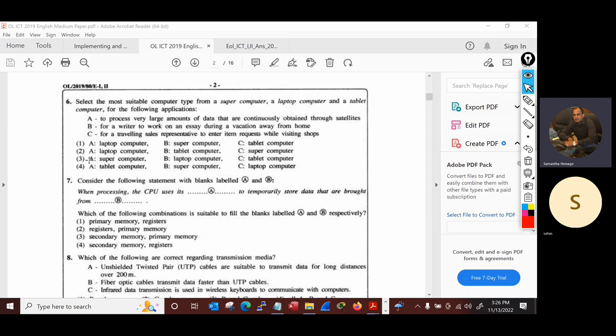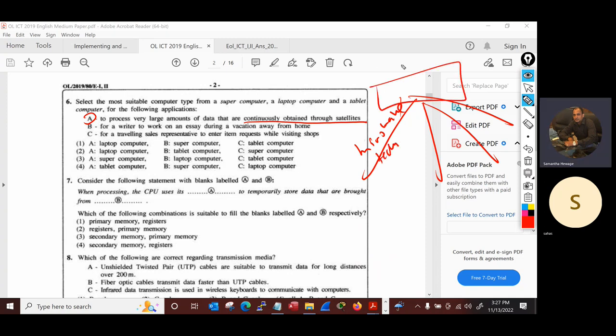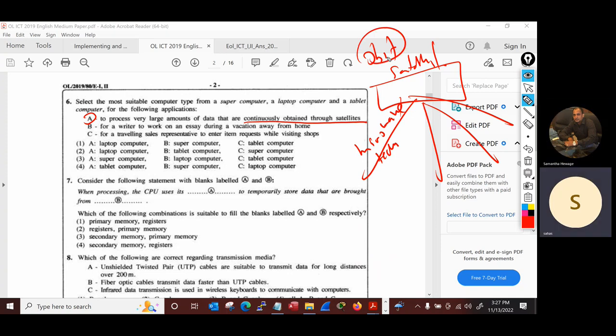Right. What about this one? Select the most suitable computer type from the supercomputer, laptop computer, and tablet computer for the following applications. We'll check the first one. To process a very large amount of data that are continuously obtained through satellite. From the satellite, we use microwave technology to gain the data, data coming from the orbit.